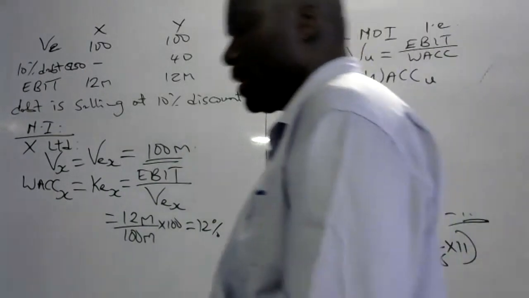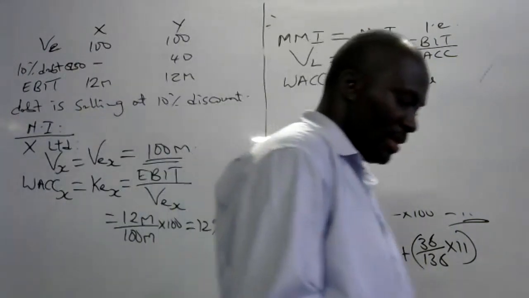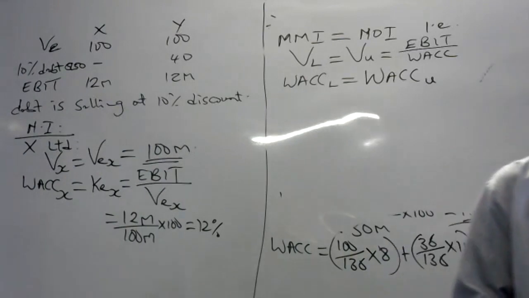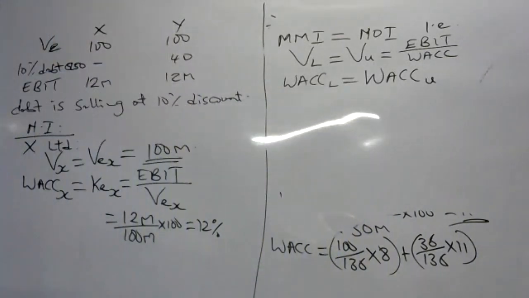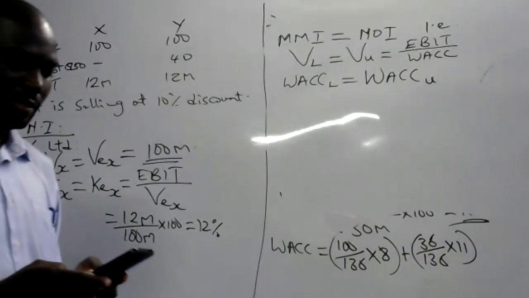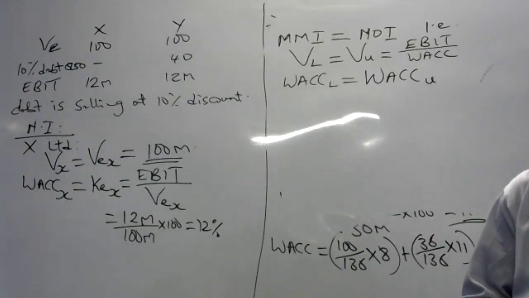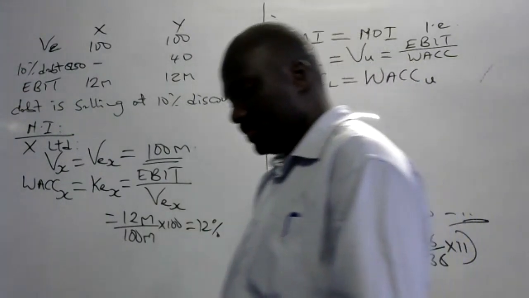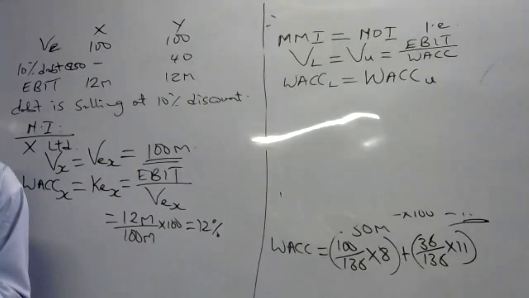According to MM1, capital structure financing decisions are irrelevant, since the use of debt finance does not affect the value or WACC of the firm.